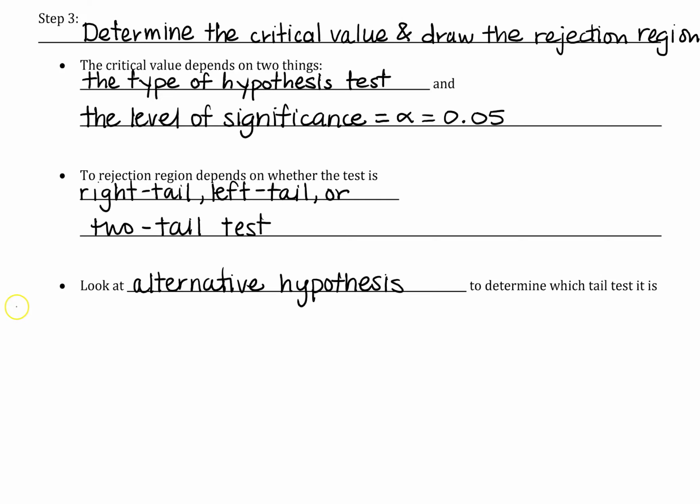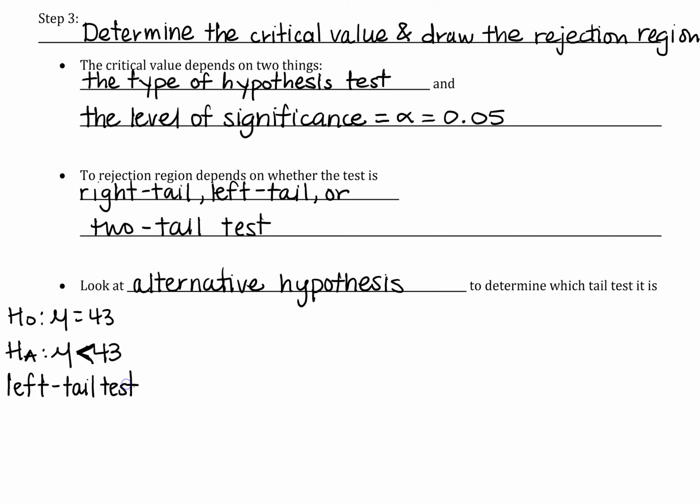I will remind us of what our HO and our HA is. For scenario 1, the HO was that mu is equal to 43, and the HA is that mu is less than 43. So looking at the HA, the inequality points to the left. So we always write our population symbol first. So we write mu first, and we have that mu is less than 43. That inequality points left, and so that tells us that this is a left tail test.